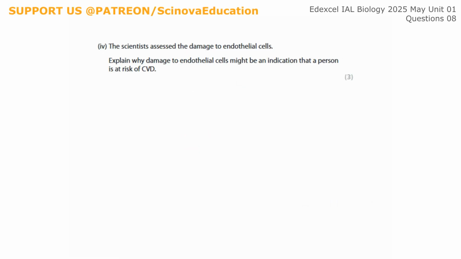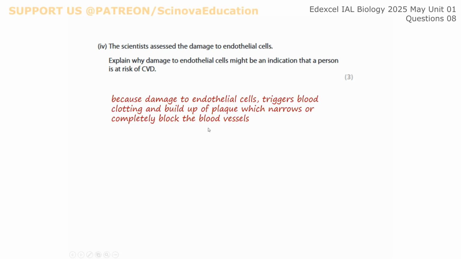The scientists assessed the damage to endothelial cells. Explain why damage to endothelial cells might be an indication that a person is at a risk of CVD. Because the damages to endothelial cells are triggering the blood clotting. The exposure of collagen is triggering the blood clot formation, and with time cholesterol deposits is causing a plaque formation and narrow the blood vessels or completely block the blood vessels.